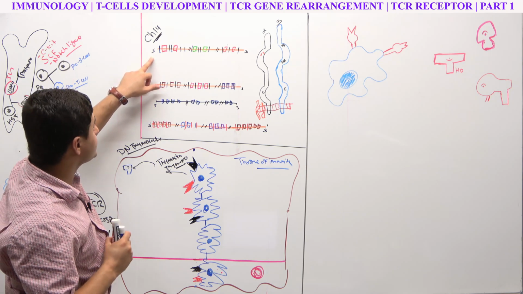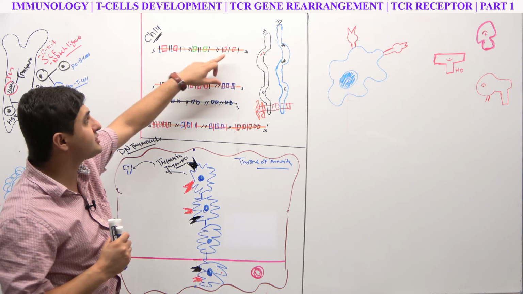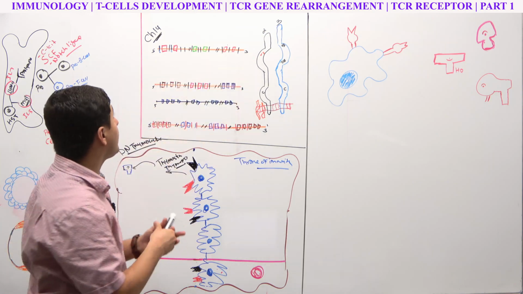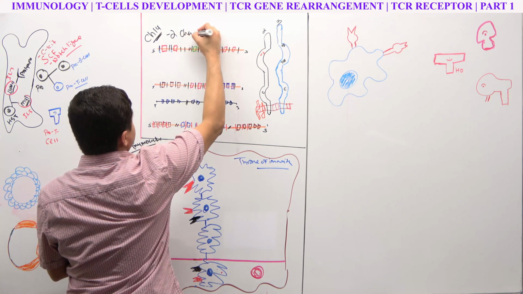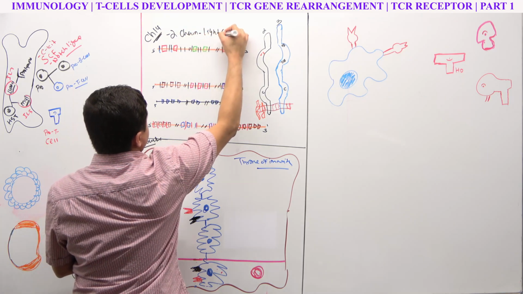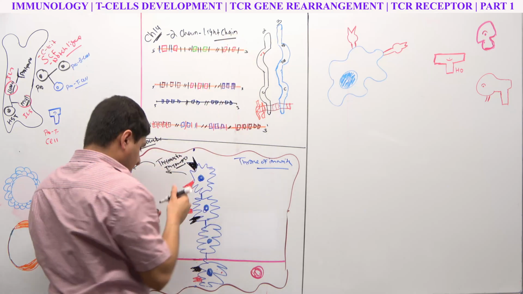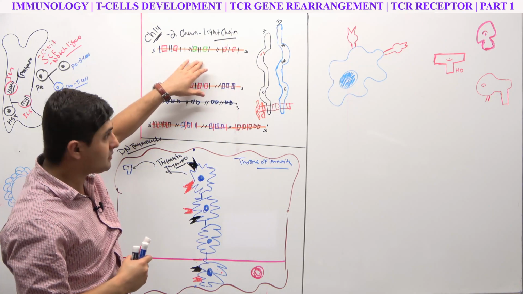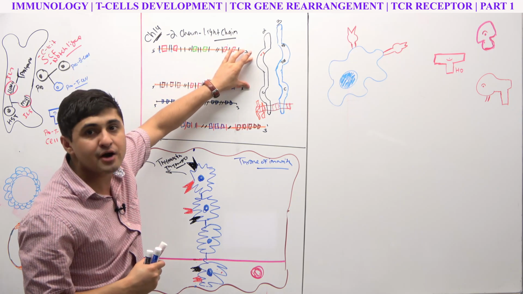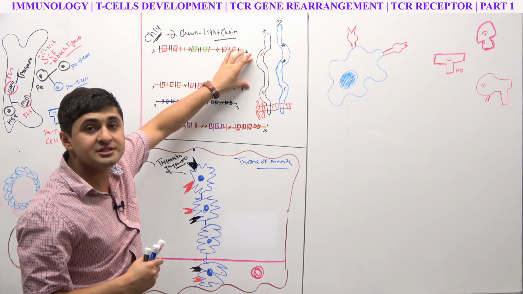And what is that going to lead to? That is going to lead to synthesis of something called the alpha chain. This alpha chain is a light chain. Now, before I go into detail about this, let me show you the receptor. This is how your T cell receptor looks.